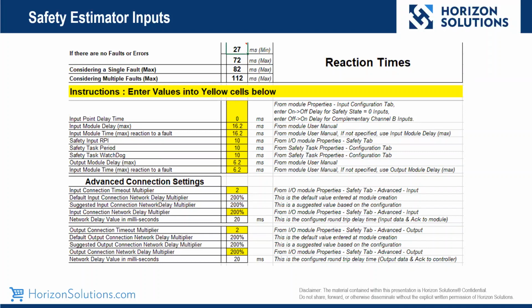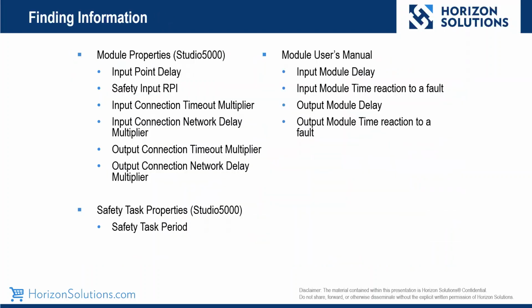There are a lot of terms here, so we're going to break them down into a few categories and then go over them. So our three main categories that we can break all of these down into are module properties, the safety task properties, and then the module user manual. These three locations are where you're going to find all the necessary information.